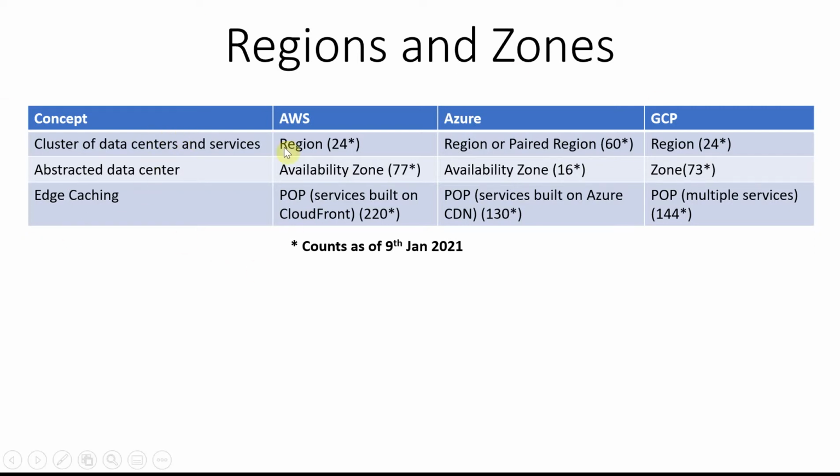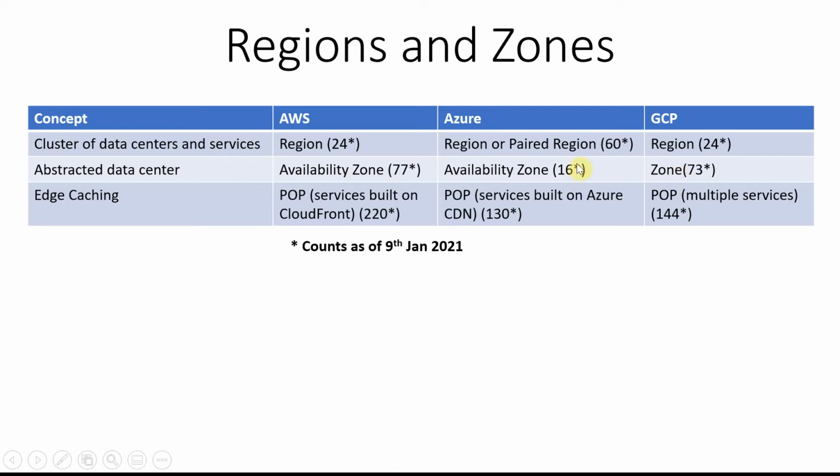Just coming back to the region: it is a cluster of data centers and services which are spread across. So that is what the region is. And the abstracted data center is called an availability zone. So we know what an availability zone is. If you look at the counts, AWS is 77, which is a very huge number. And in Azure the availability zone count is reduced to 16. Whereas in GCP it is called a zone. Just to be unique, I think there are some names which are common, but some names which are different. So here it is called a zone, not an availability zone.